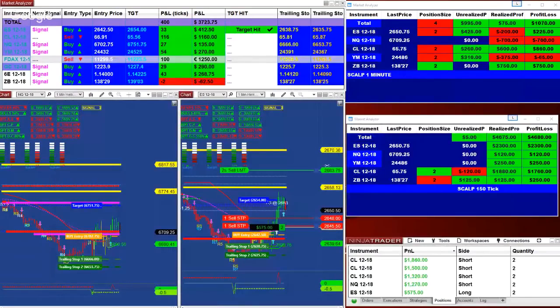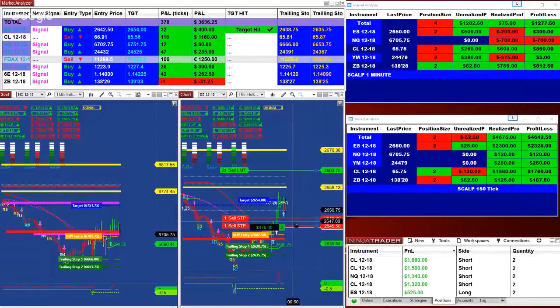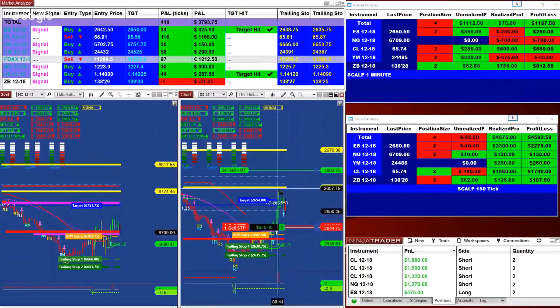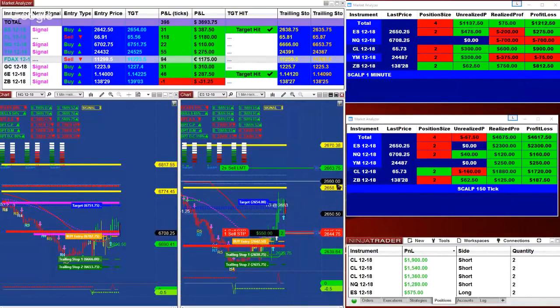Normally, we start every day around 10 o'clock Eastern Time. And when I have time, I try to come in a little bit before so maybe we can get some signals. A few minutes ago, we already hit the target on the ES, but I left it on.